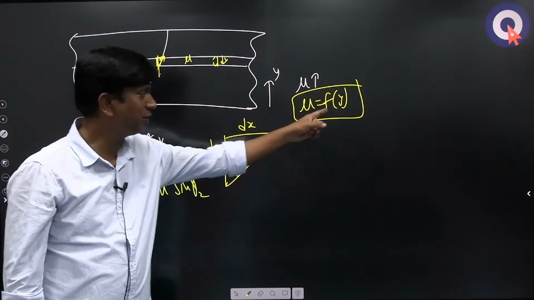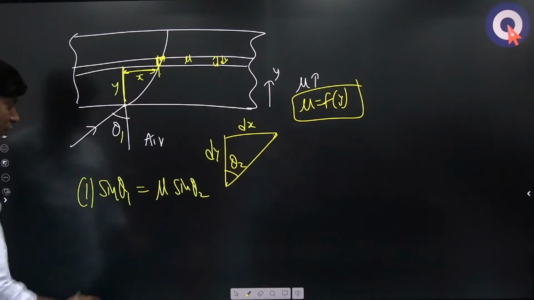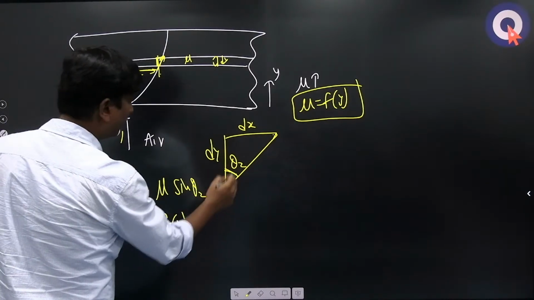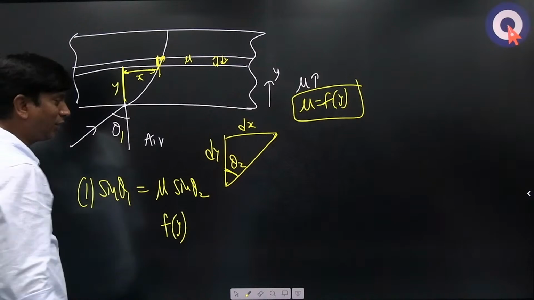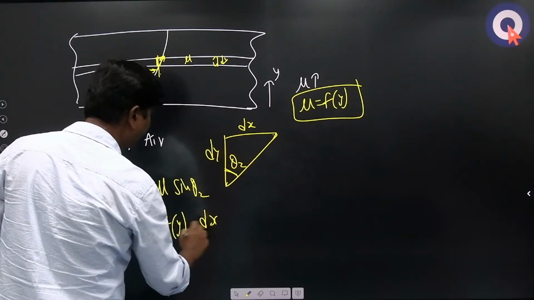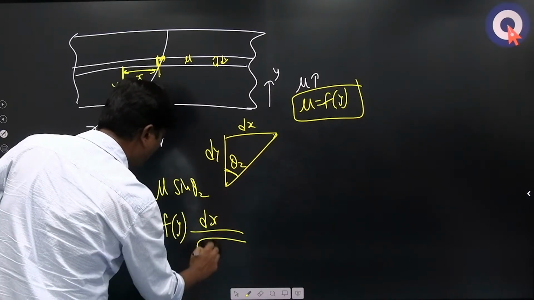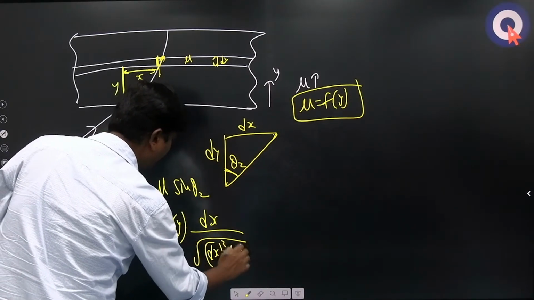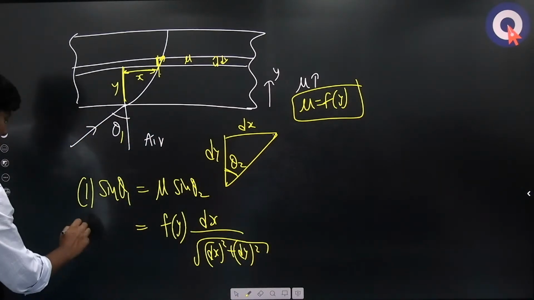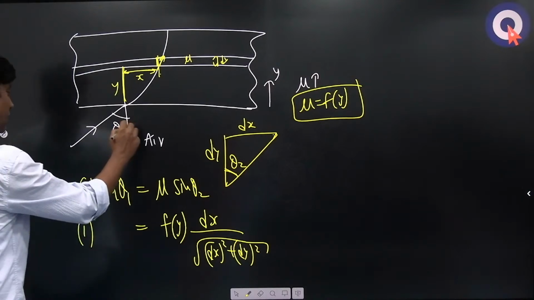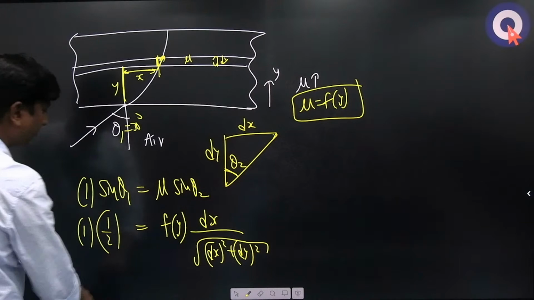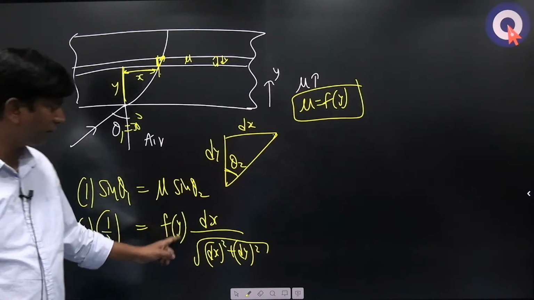So nu will be a function of y, correct or not? So here you will have some function of y, and sine theta 2, from this triangle you can get the sine theta 2 value, because sine theta 2 will be the opposite side dx by hypotenuse, under root of dx whole square plus dy whole square. That is equal to 1 into sine theta 1. Assume suppose theta 1 is some 30 degrees they have given. So sine theta 1 nicely you will get 1 by 2. And here you are getting a function of y.